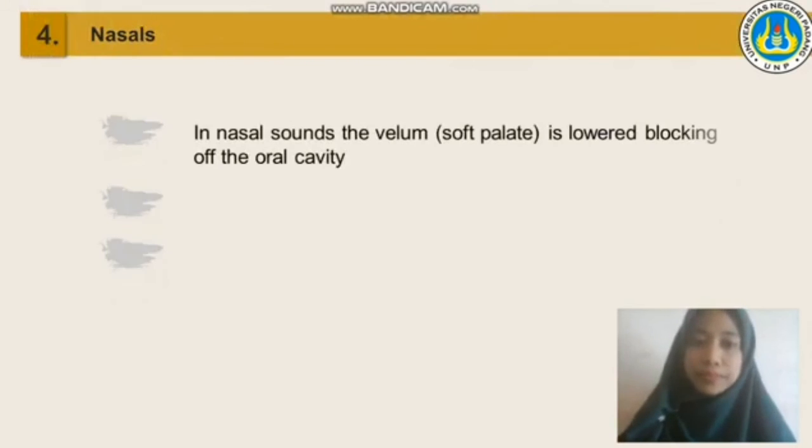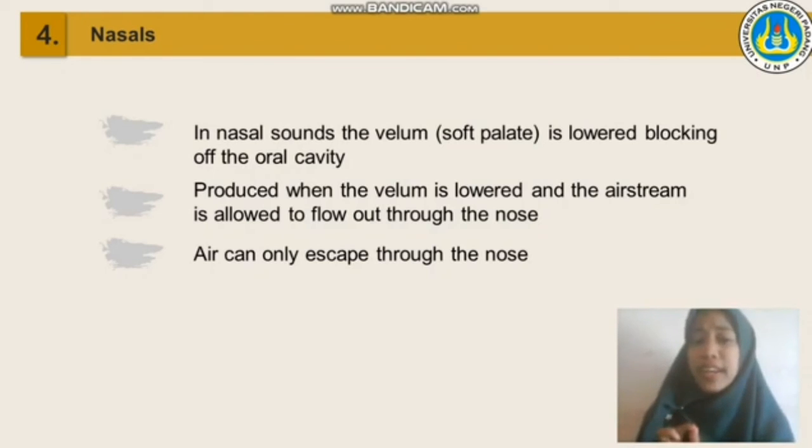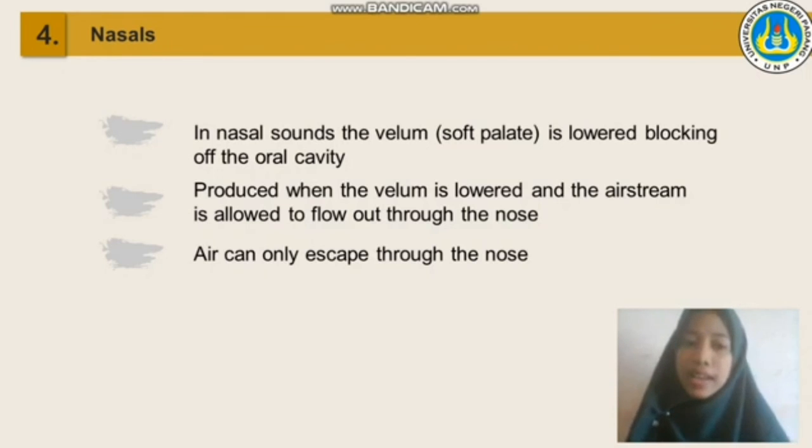Next is nasal. In nasal sounds, the velum or soft palate is lowered, blocking the oral cavity. Produced when the velum is lowered and the airstream is allowed to flow out through the nose. Nasal air can only escape through the nose. The English consonants from nasals are nasal voiced bilabial m, nasal voiced alveolar n, and nasal voiced velar ng.